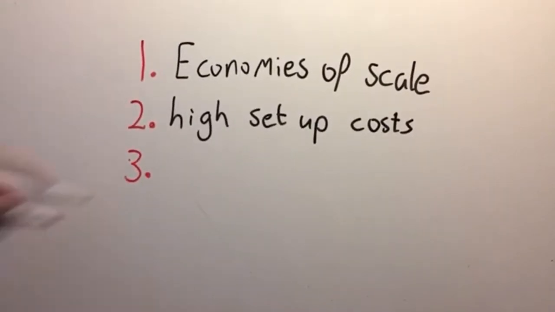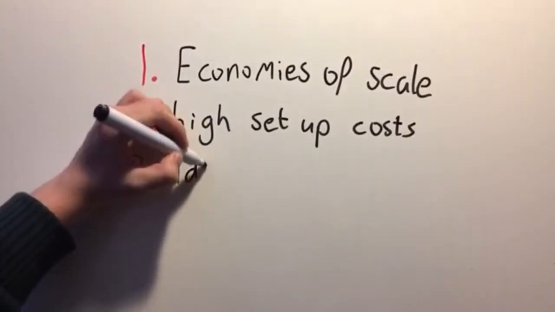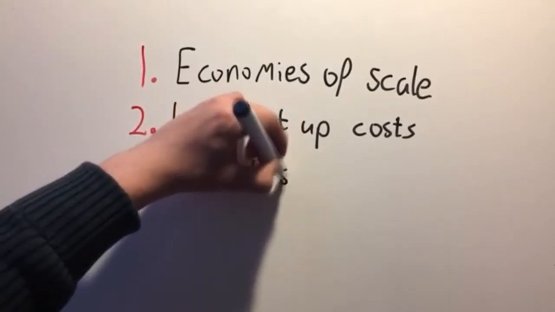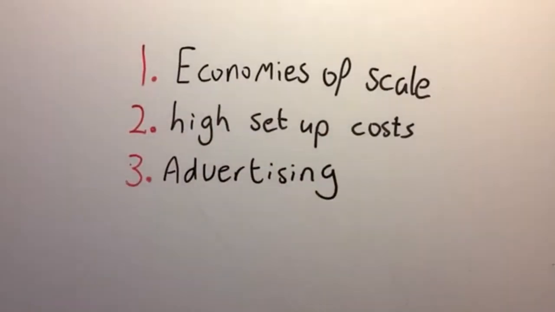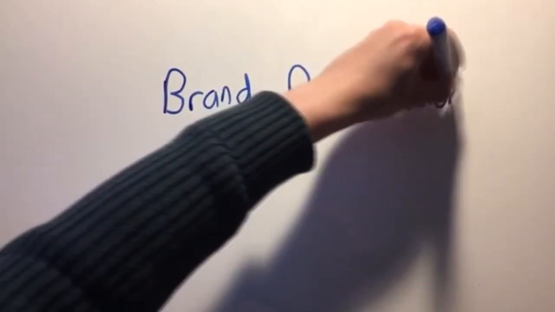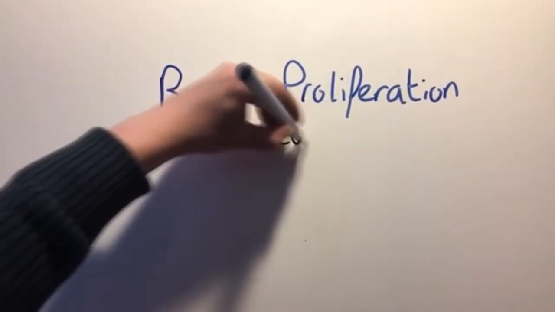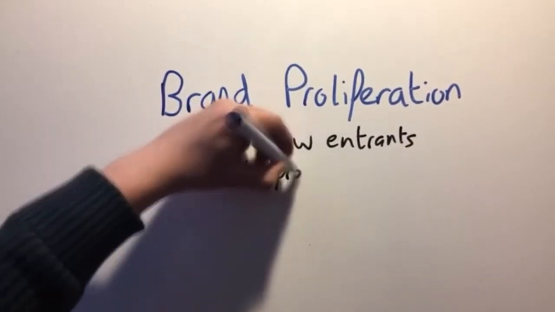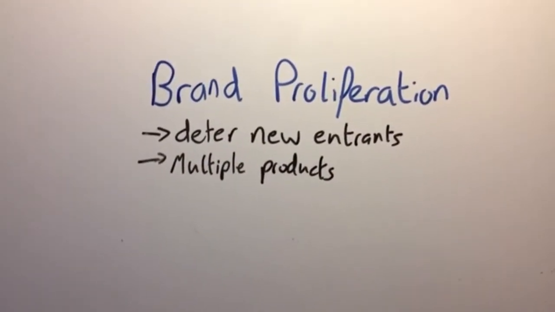may also choose to increase advertising, which will take away customers from new entrants who cannot afford to advertise as much. Brand proliferation is a strategy used to deter new entrants to a market by producing multiple products within a product line as different brands.